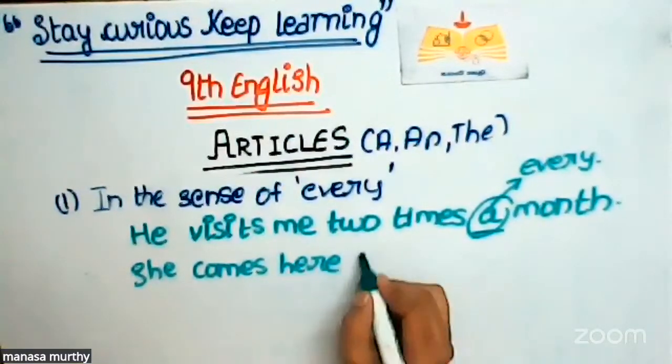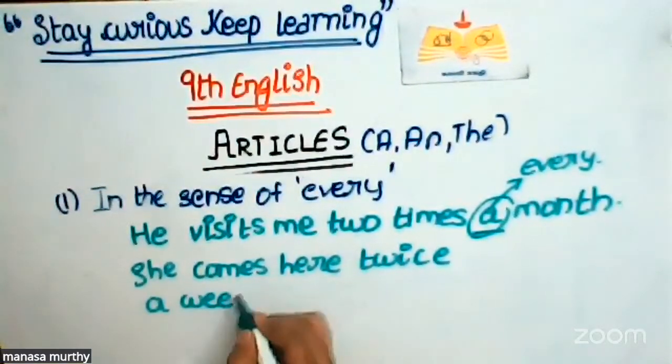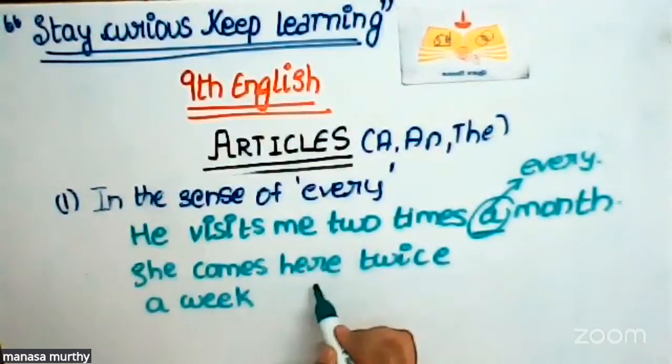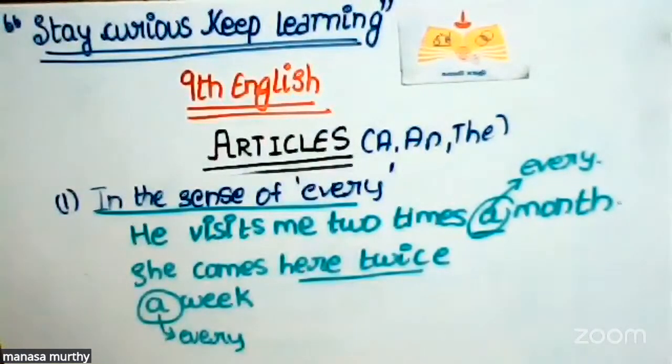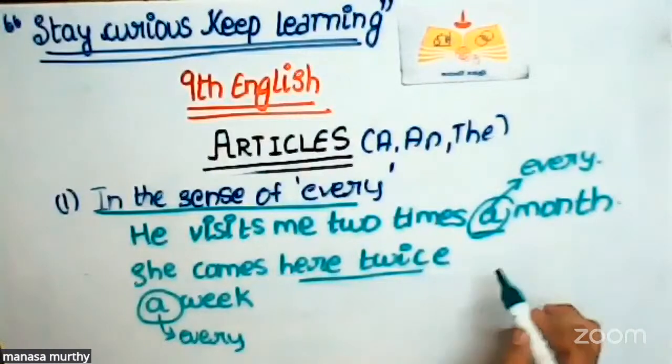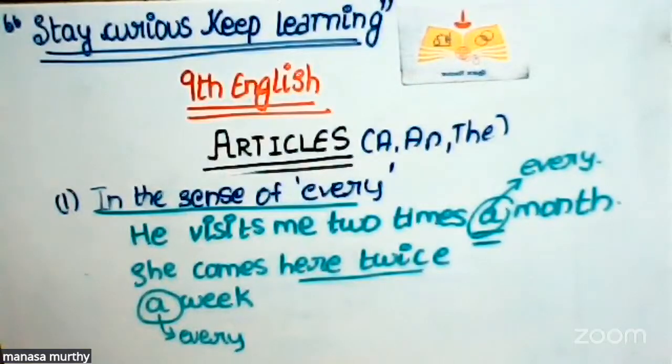She comes here twice a week. Twice a week means every. So in the sense of every, it means this one only. It indicates this word every. So at that point of time, we use this article a. So words such as what, such, before it, we use it on days. Then in the sense of every, we use article a.